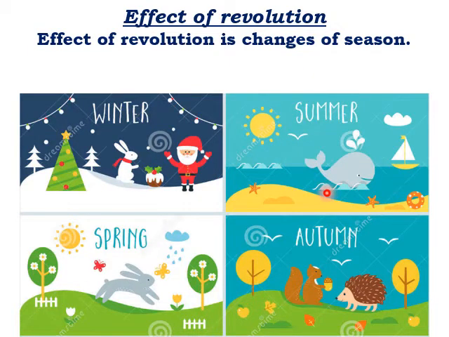Next, what is the effect of revolution? The effect of revolution is changes of season. Because of the earth's revolution, season changes occur on the earth. In most places of the earth, there are 4 main seasons. They are summer, autumn, winter and spring. These 4 are the main seasons on our earth.